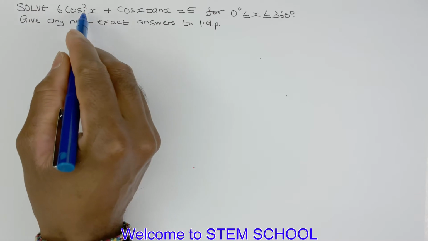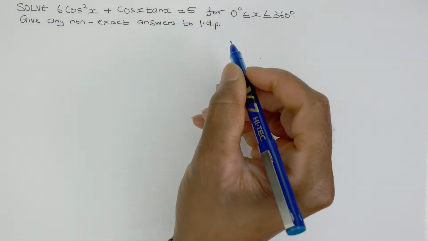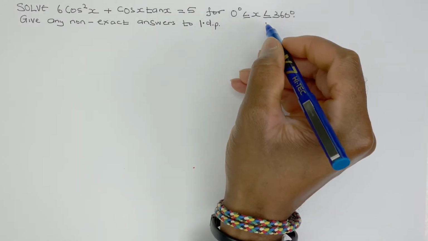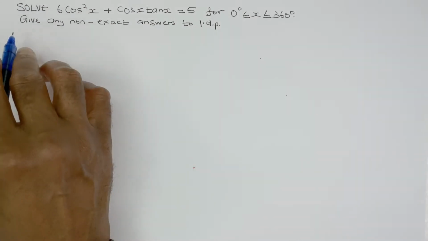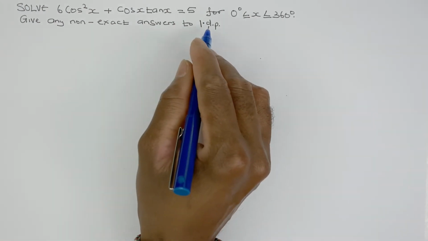So 6 cos squared x plus cos x tan x equals 5, for 0 degrees less than or equal to x, less than or equal to 360 degrees. Give any non-exact answers to 1 decimal place.